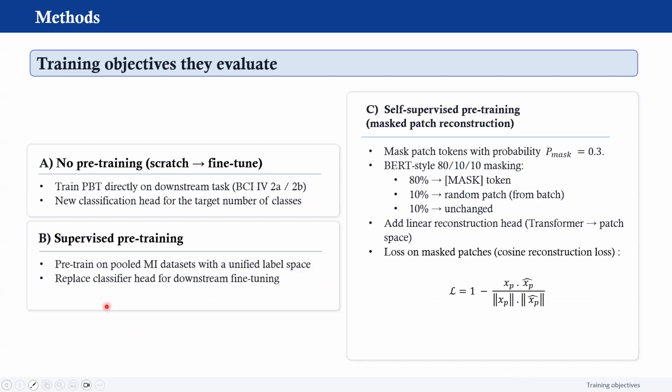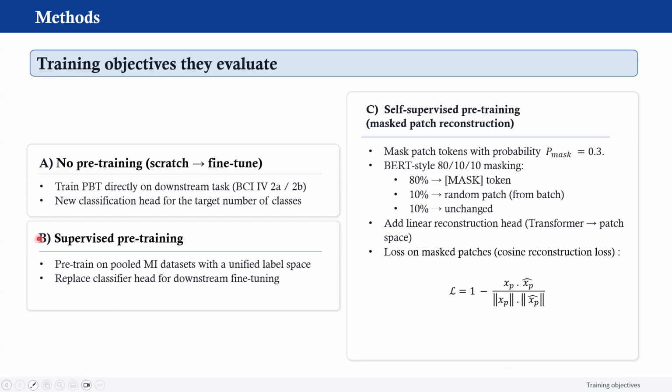And they have essentially evaluated three different training objectives. So the first is no pre-training. They directly train PBT on the downstream tasks and just swap out the classification head based on the number of classes in the downstream tasks. That's the first one. The second one is supervised pre-training.